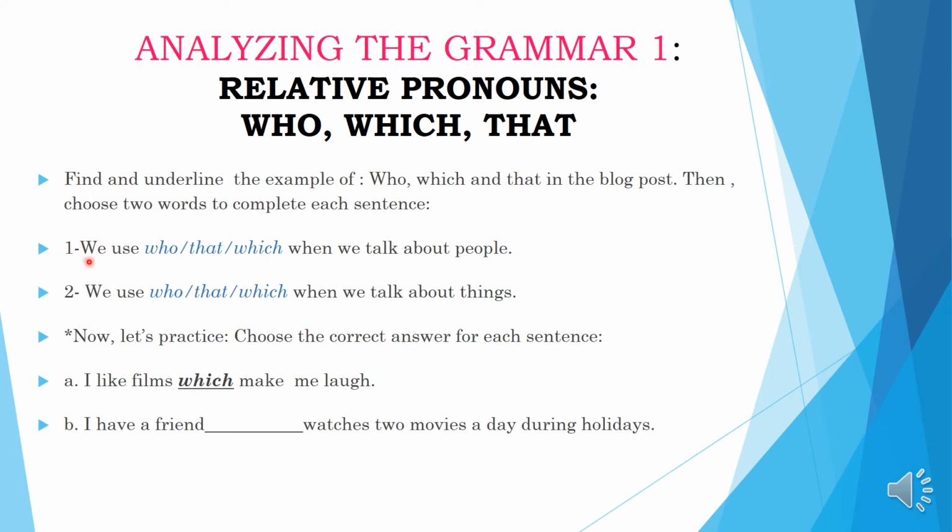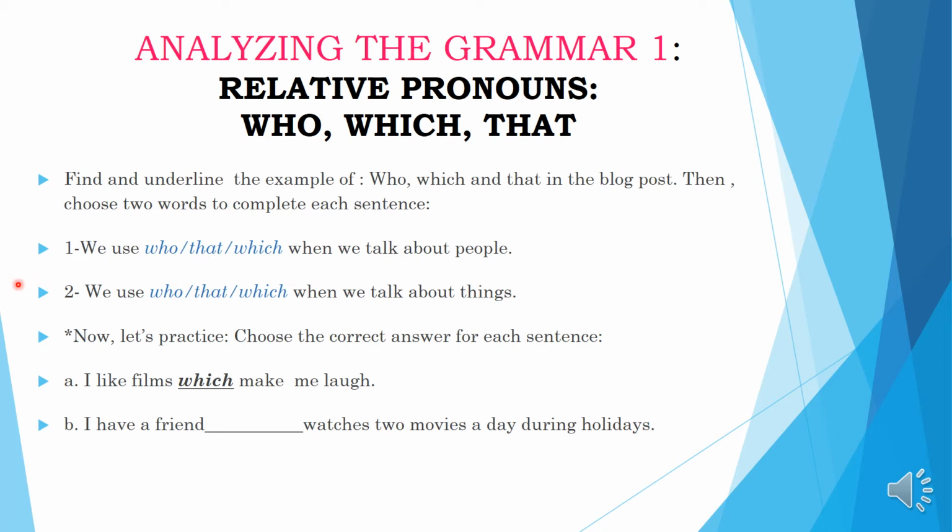In number 1, for example, we use who, that, and which when we talk about people. When we find in the sentence that the noun is a person or people, you are going to use the word who. The relative pronoun in this part is going to be who. And another possibility is going to be that.